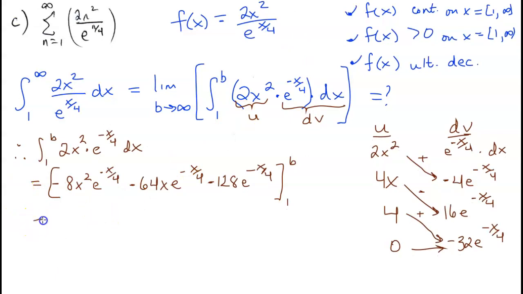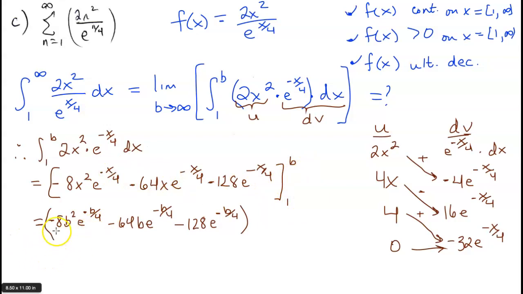All right, so here we just need to evaluate everything at b, then evaluate everything at 1. So this will be negative 8b squared e raised to the negative b over 4 minus 64b e raised to the negative b over 4 minus 128 e raised to the minus b over 4. And so that will be what happens when we evaluate everything at b. And then we'll do minus and do the same thing and evaluate everything at 1.